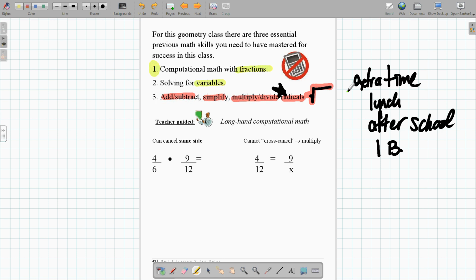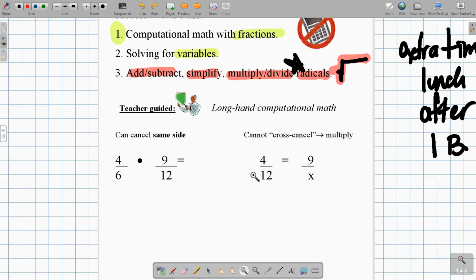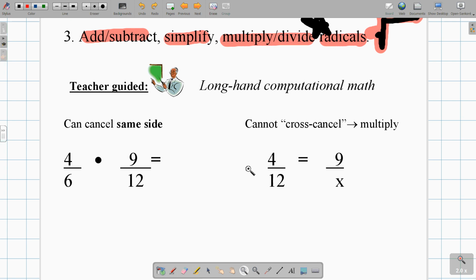So first, we're going to learn how to do computational or review math with fractions. The most important skill is for you to differentiate when you can cancel and when you can cross multiply. You can cancel when fractions are dealing with multiplication or division and you're on the same side of the equal sign. So notice here, we're on the same side of the equal sign. Since we're on one side of the equal sign and we're not adding or subtracting but just straight up multiplying, you can cancel to your heart's content.